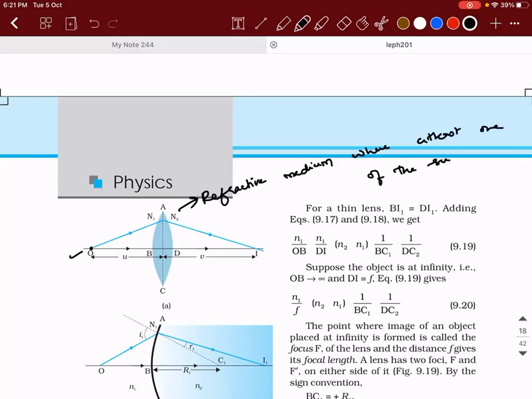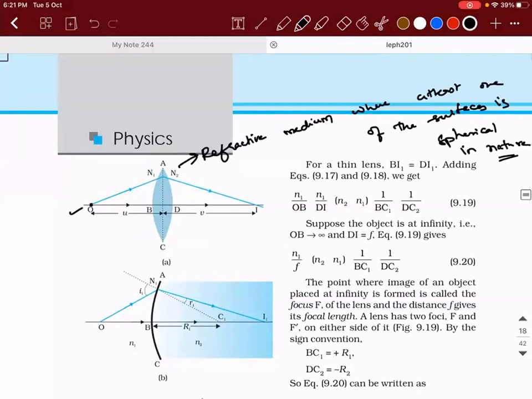where at least one of the surfaces is spherical in nature. Okay, where at least one of the surfaces is spherical in nature. So if you take a convex lens, something like this, a biconvex lens, right? Then if you take a ray going like this, then we can say that the final image due to this is formed on the other side of the lens on the principal axis itself, because you are considering a point object.